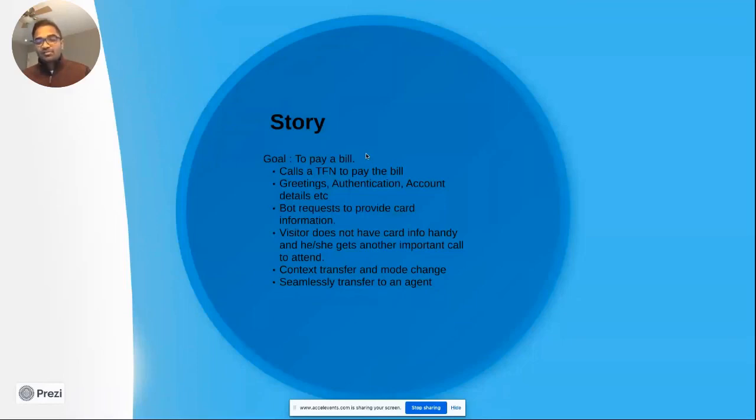So I want to transfer to a chat where I can take the phone, attend the call, and also chat with the bot to finish it. And when the bot does not understand, I want to seamlessly transfer to an agent, a human agent, so that the agent can solve my intent. So it's a pretty complicated use case in itself.